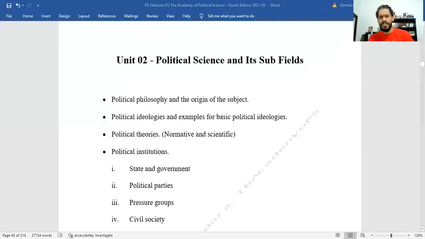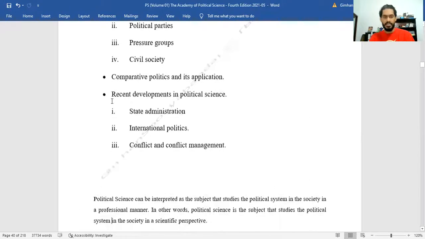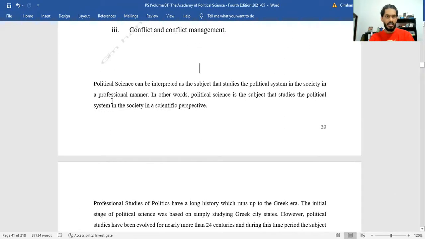Okay, so which is why this lesson is called political science and its subfields. This is basically the scope of political science. That's the idea behind it, right? So what we study in this, you can see: political philosophy and the origin of the subject, political ideologies, political theories, then political institutions, then the other recent developments.